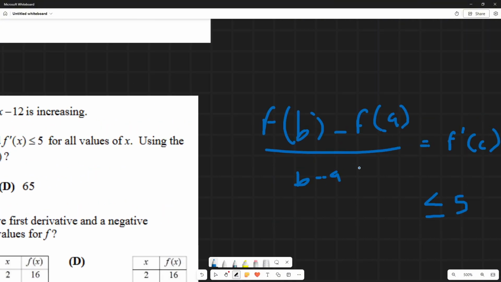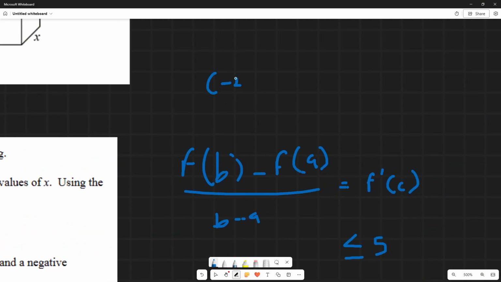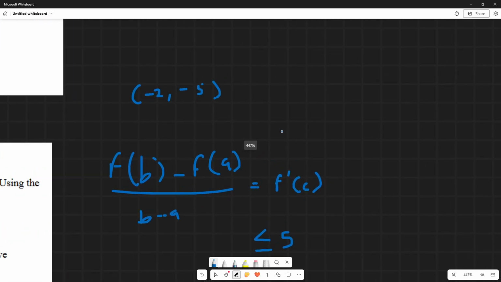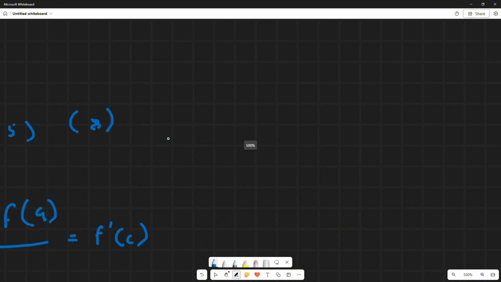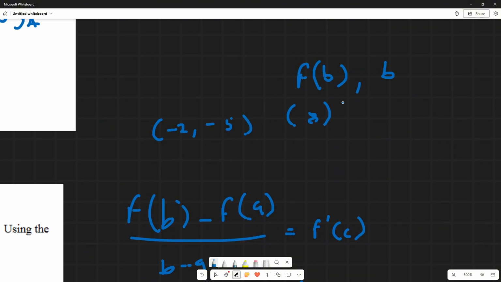And now we got to replace b and a. In order to do that, we have a coordinate, negative 2, negative 5, and then we have f of 8. So in order to do this, let me just say that this is going to be our f of b, and then our b as well. We don't know f of b, by the way. We just have b.